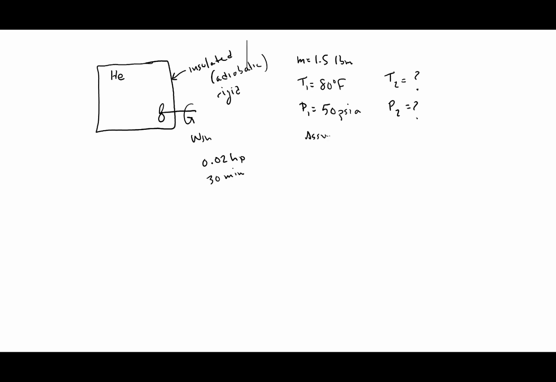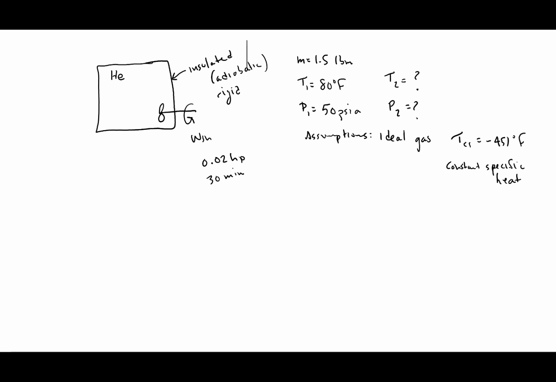So let's make some assumptions. First of all, we're going to assume that this is an ideal gas, and we can do that because we have a high temperature relative to the critical temperature of helium. The critical temperature of helium is minus 451 degrees Fahrenheit, and we have a temperature of 80 degrees Fahrenheit, so we can assume that this is an ideal gas. Also, since helium is a monatomic gas, we're going to assume constant specific heat.